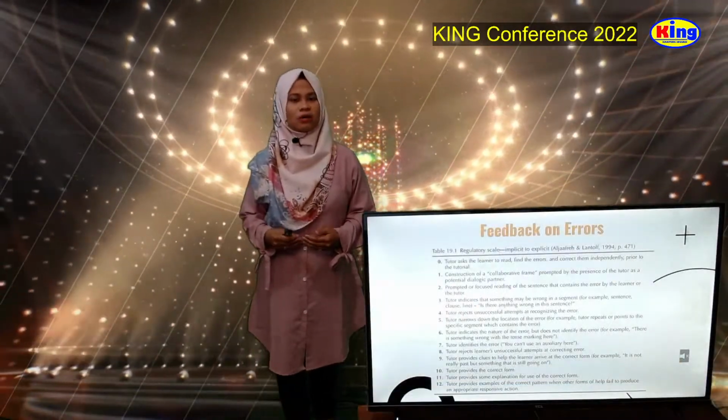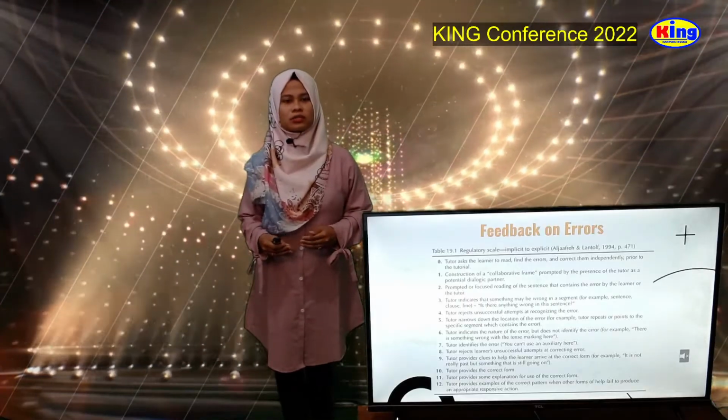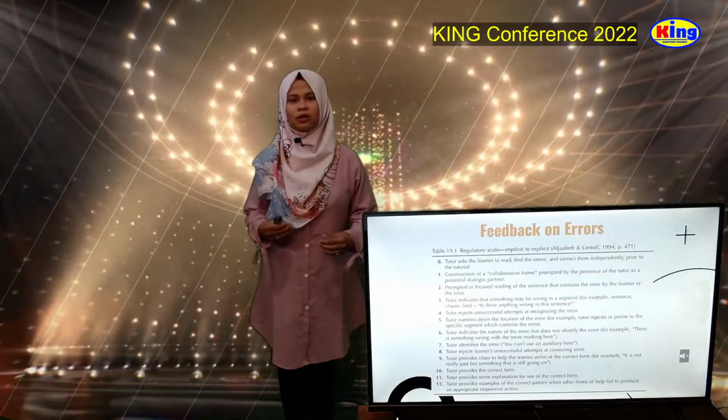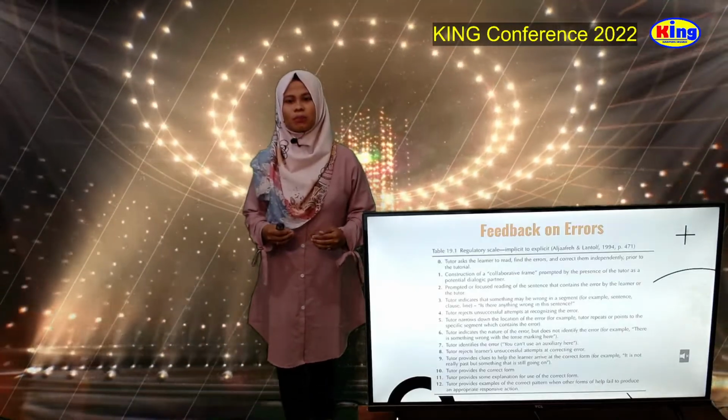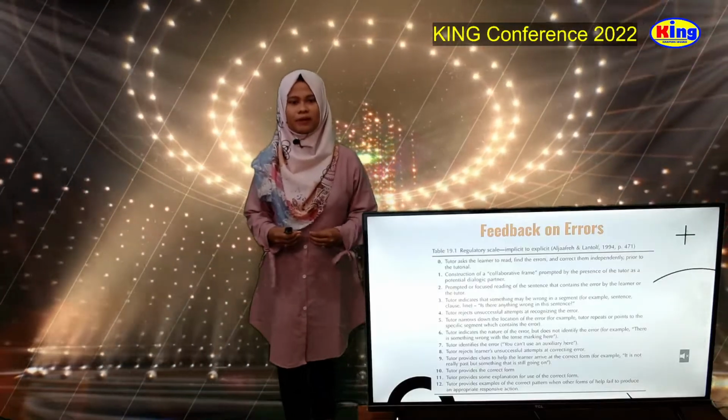The next one is the tutor indicates that something may be wrong in a segment, for example a sentence, clause, or line. For example, is there anything wrong in this sentence? You ask it directly. Then the tutor can reject an unsuccessful attempt at recognizing the error. And then the last one is the tutor narrows down the location of the error. For example, the tutor repeats or points to the specific segment which contains the error.